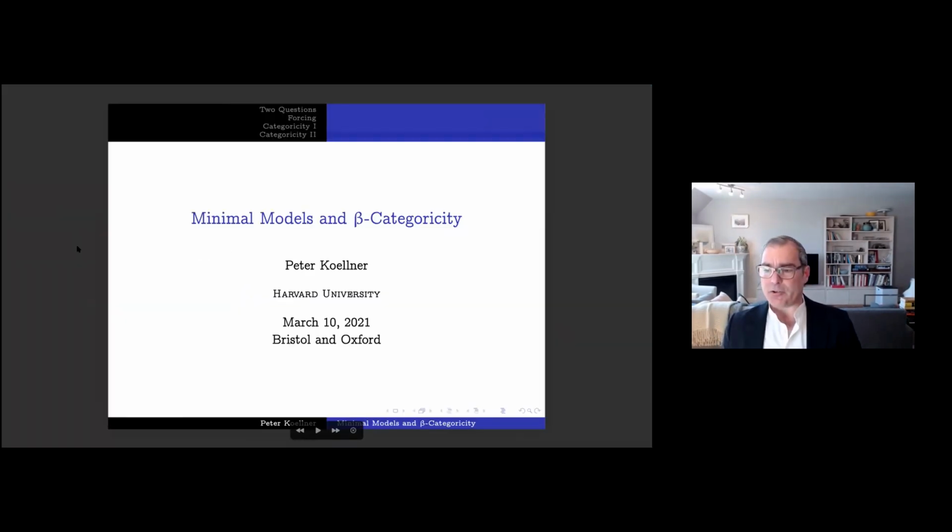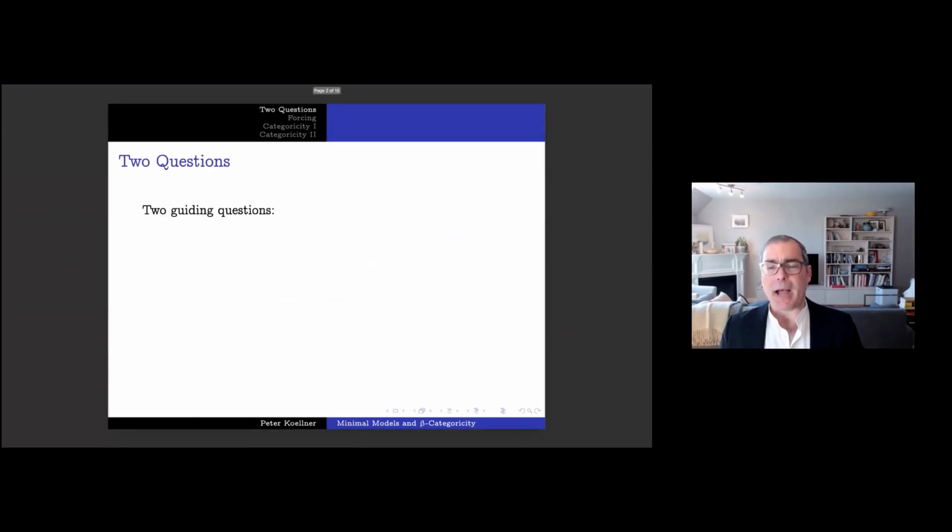So I'm going to talk about minimal models and beta-categoricity. There are two guiding questions. I'm going to go back and forth between the slides and explanation. The slides are really quite minimal. The two guiding questions that I've been thinking about are vaguely formulated, which is why they're guiding questions. The first one is about the constructible universe.